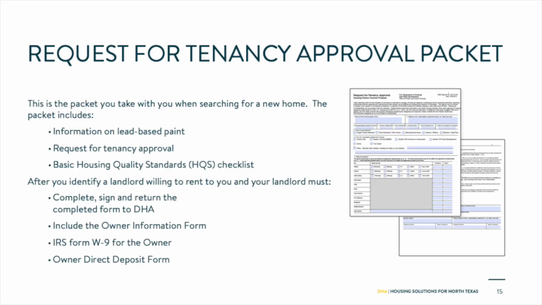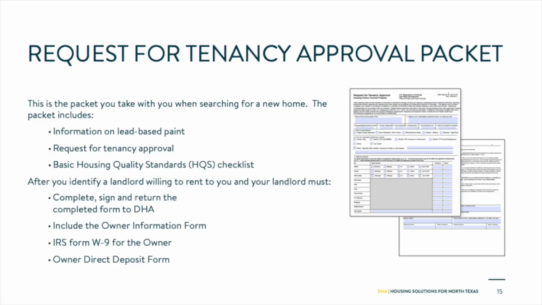On page 2, or the backside of the request for tenancy approval form, you will find a place for the landlord's signature and for the tenant's signature. When you identify a landlord willing to rent their apartment or house to you, have them complete and sign the request for tenancy approval form. You must also review and sign the form. Either you or the landlord must then submit the request for tenancy approval form to DHA for processing.